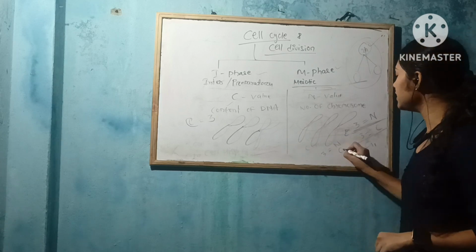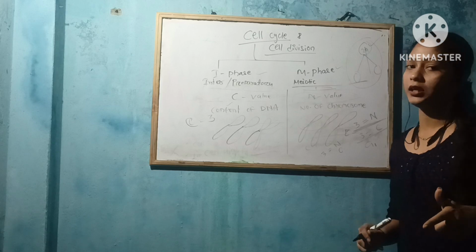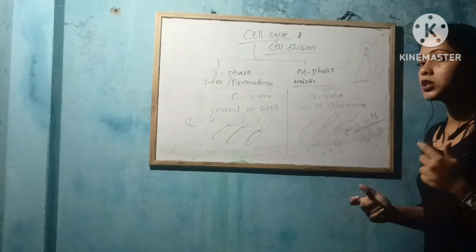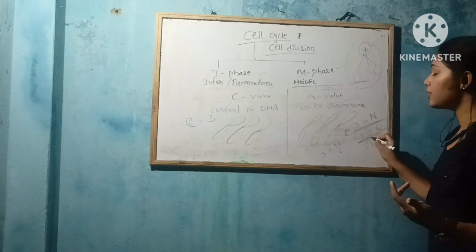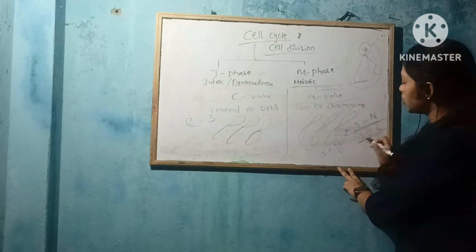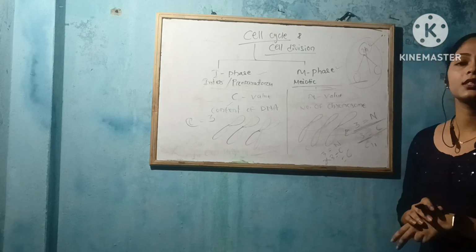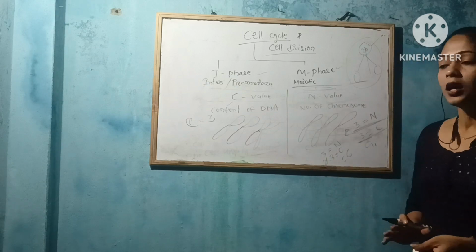But the C, which is the content of DNA. DNA is synthesizing in S phase, making it double. So what is the C value during G1 phase? 3. So it's making it double. So 3 into 2, basically the C value will be 6. This is a simple thing.